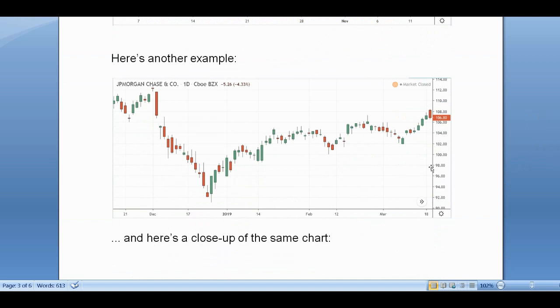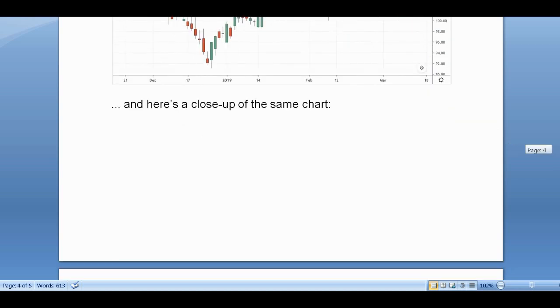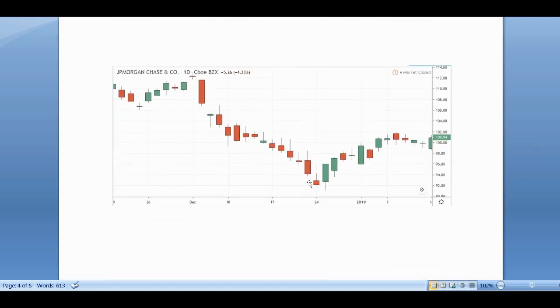JP Morgan Chase, JPM stock, daily candlestick chart, big down day. That's day 0, but then a gap down. So still day 0. See, I wouldn't have bought for a little while. Now, if you bought at the right time, you would have done quite nicely because it went up. Let's take a closer look at that same chart. This is a close-up of the JP Morgan daily candlestick chart. So big down day. Okay, day 0.